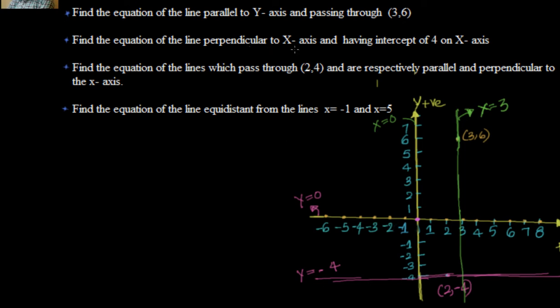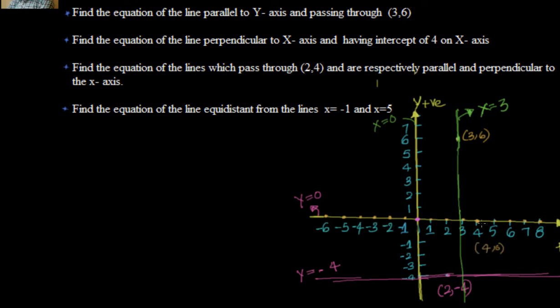Find the equation of the line perpendicular to the x-axis and having an intercept of 4 on the x-axis. The line has to be perpendicular to the x-axis. That means the line is parallel to the y-axis. It's like the earlier problem. And it has an intercept of 4 on the x-axis. That means it's passing through the point (4, 0). An intercept of 4 on the x-axis is nothing but it has to pass through this point (4, 0).